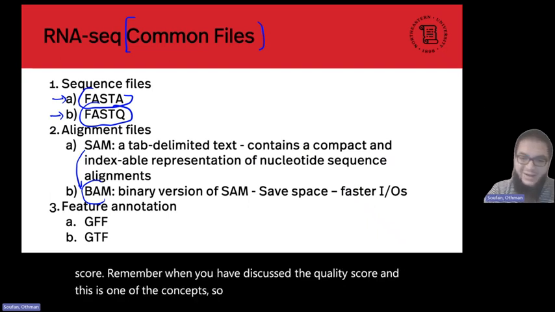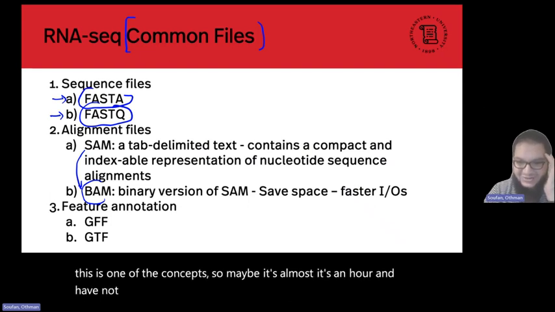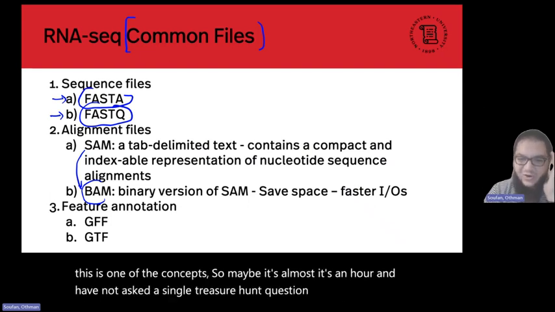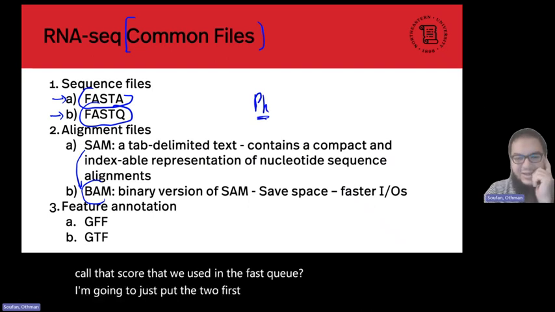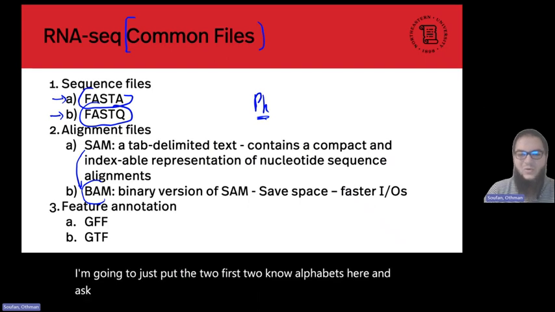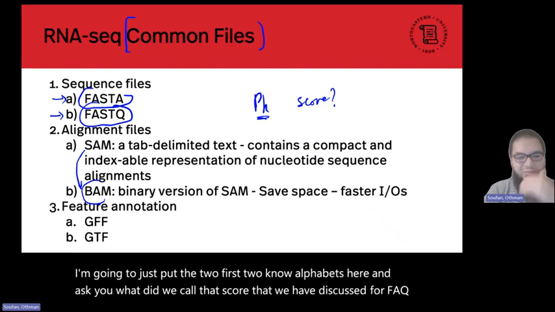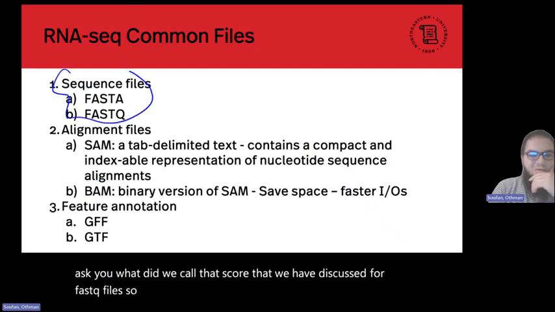So maybe it's been an hour and I've not asked a single treasure hunt question. So what did we call that score that we used in the FASTQ? I'm going to just put the first two letters here and ask you what we called that score that we discussed for FASTQ files. So we have sequence files, we have alignment files that we deal with.